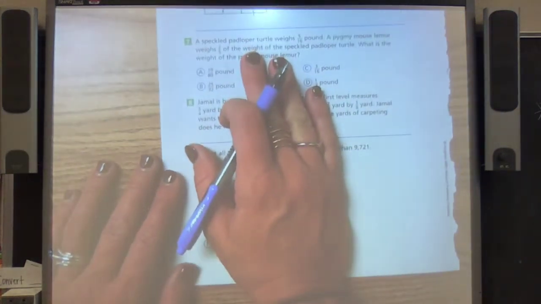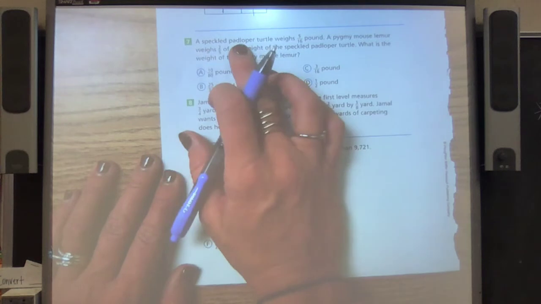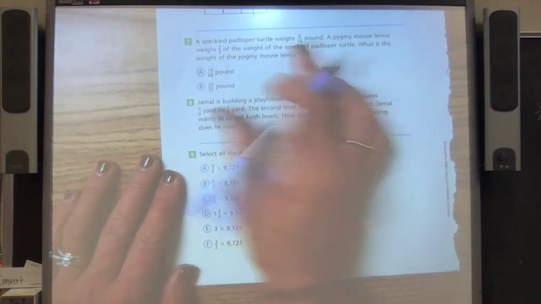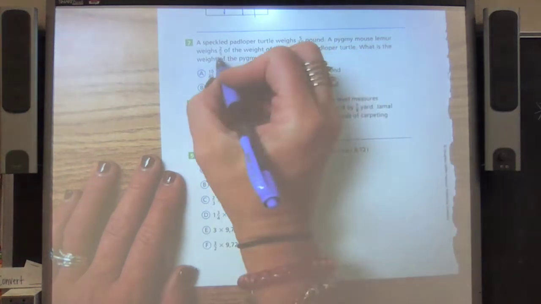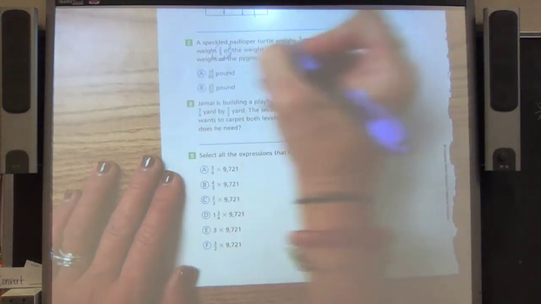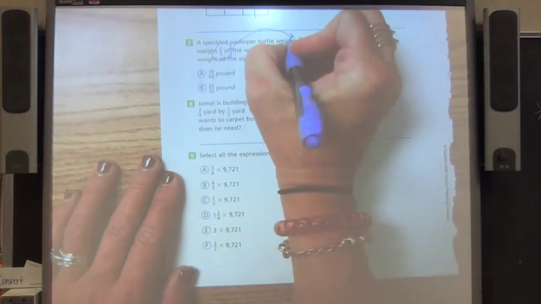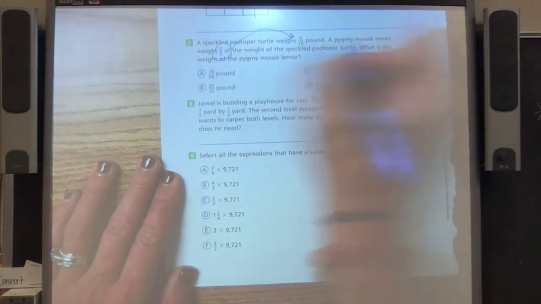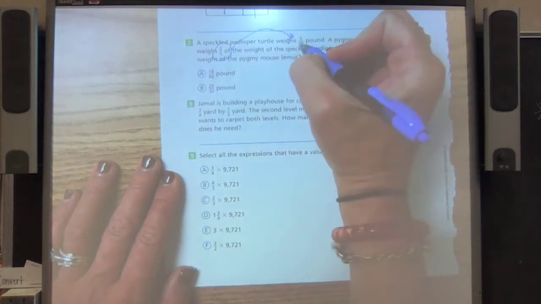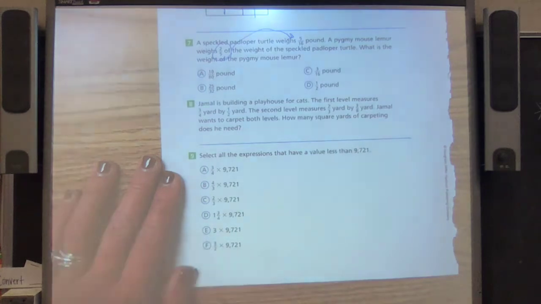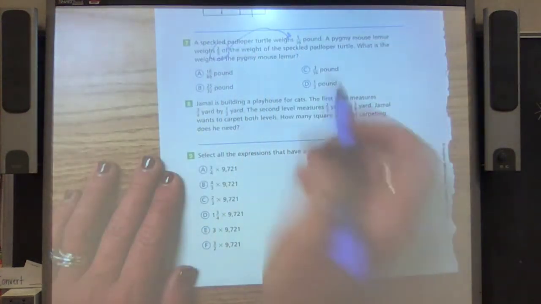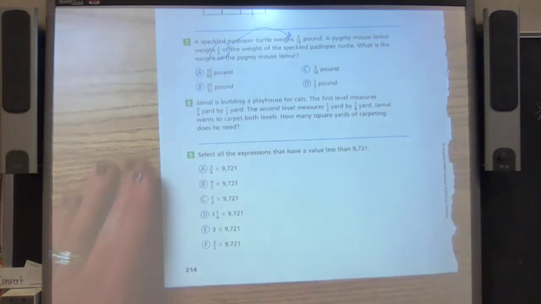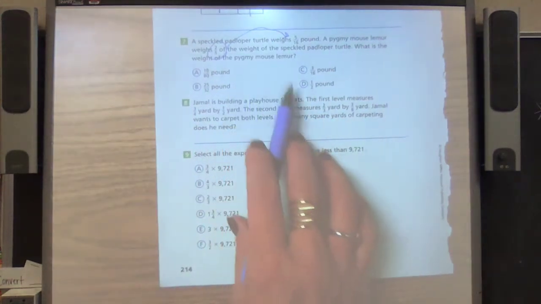Alright, number 7. A speckled padlock or turtle weighs 5/16 pounds. A pygmy mouse lemur weighs 2/5 of this. So this mouse weighs 2/5 of the 5/16. So it's a fraction of that. What is the weight of that pygmy mouse lemur?